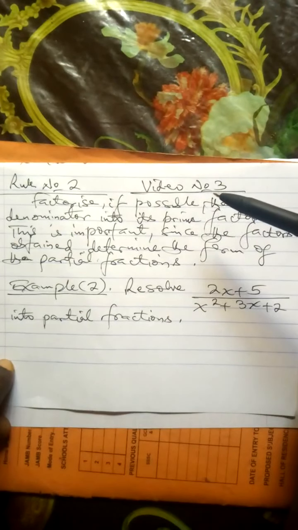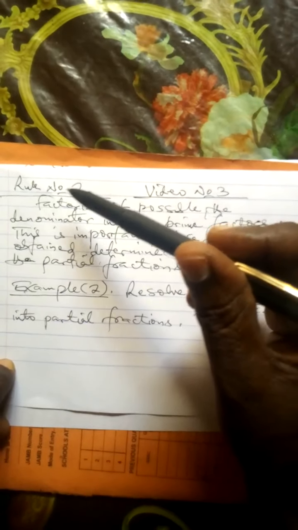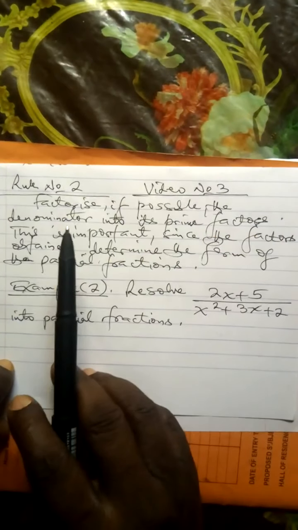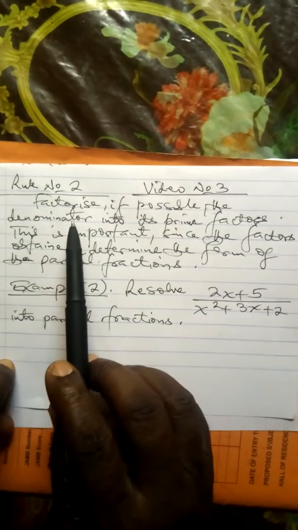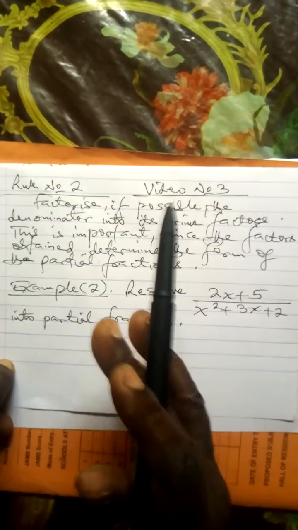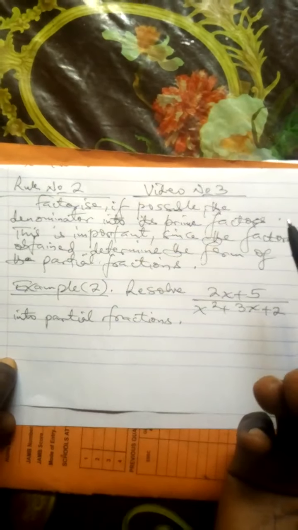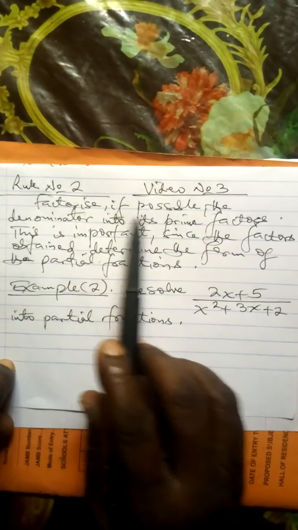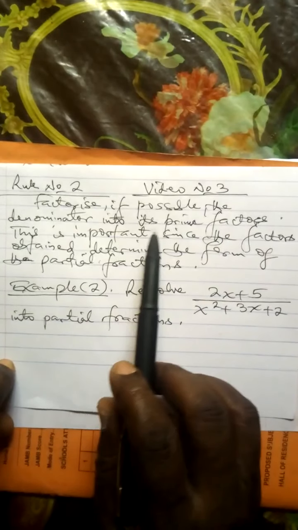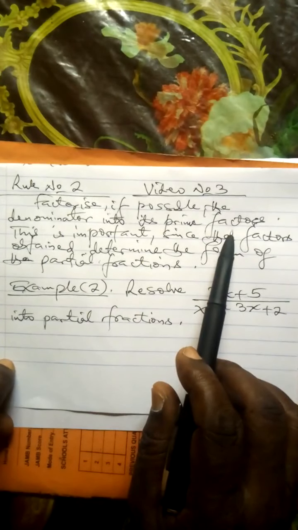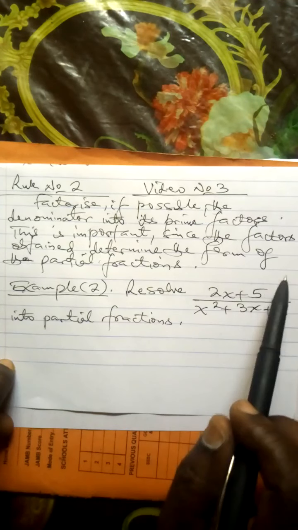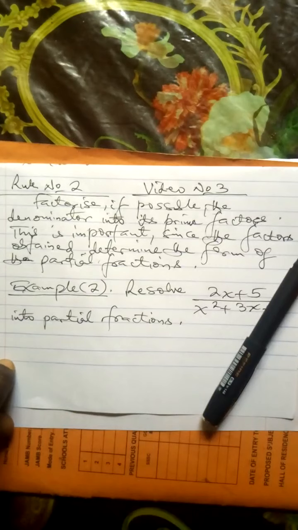Students, we are now going into the third video. We are going to rule number two. Rule number two says, that is rule number two of solving problems associated with partial fractions: factorize, if possible, the denominator into its prime factors. This is important since the factors obtained determine the form of the partial fractions.